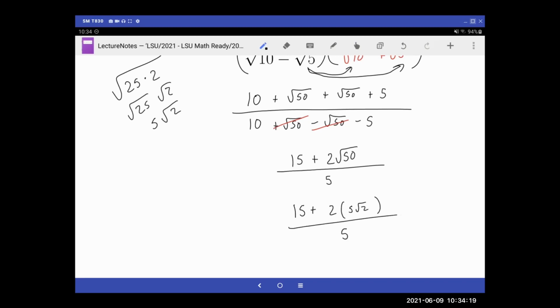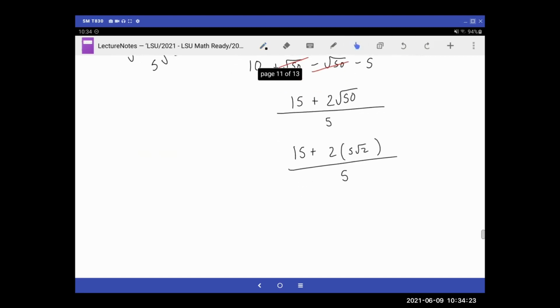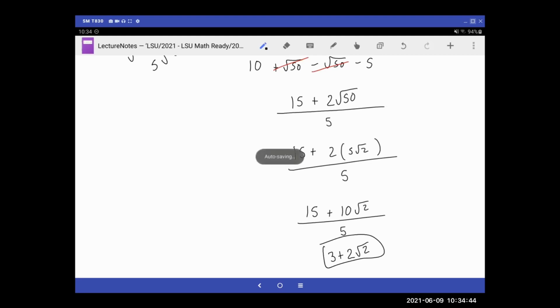When you write it like this, you can see that those can be multiplied together to give you 10. And then divide. 15 divided by 5 is 3. 10 divided by 5 is 2. So my final answer here will be 3 plus 2 square root of 2. Okay, so you'll practice that at some point. And that's probably the last one we'll do.